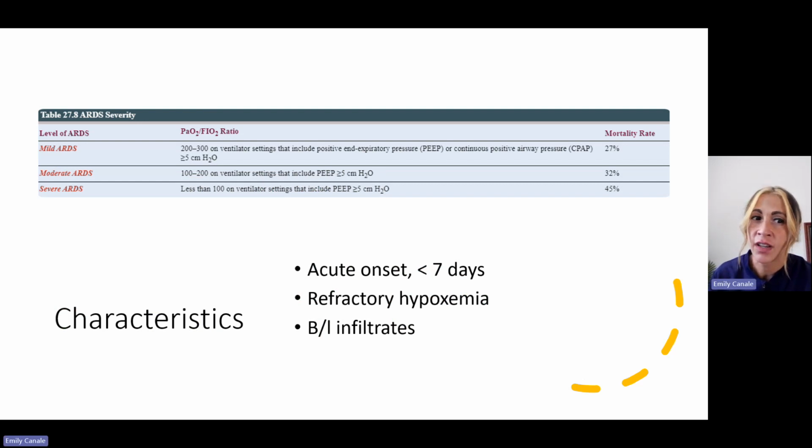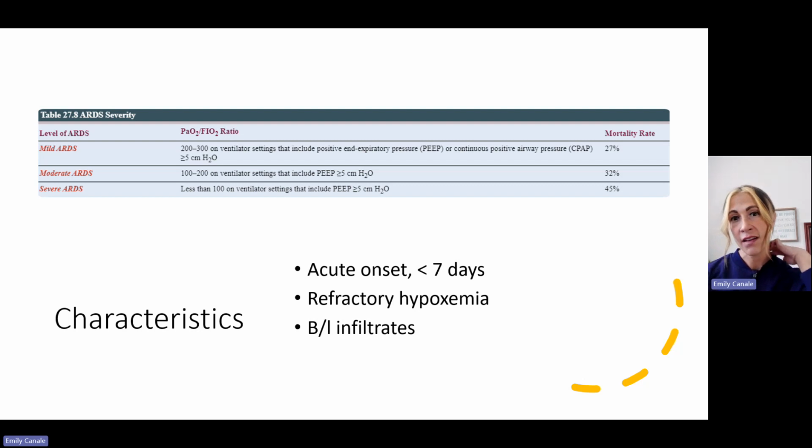So they do stage the level of ARDS. You're not responsible for knowing the stages. The provider is going to do that. But how you can see is that the mortality rate really increases depending on the level of ARDS. So they look at different settings to determine that, like how much compliance in the lungs did they lose.